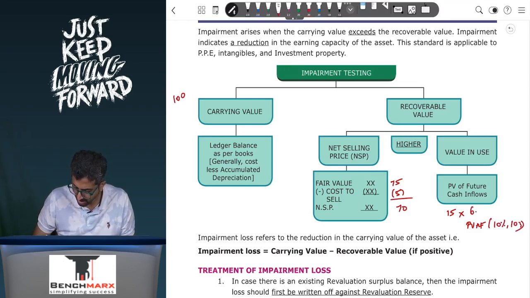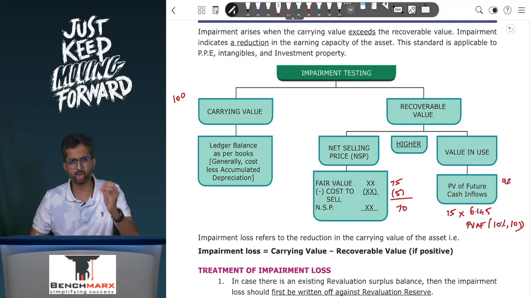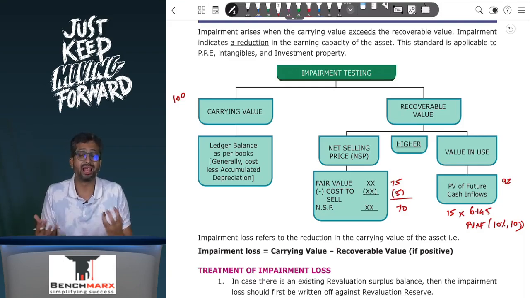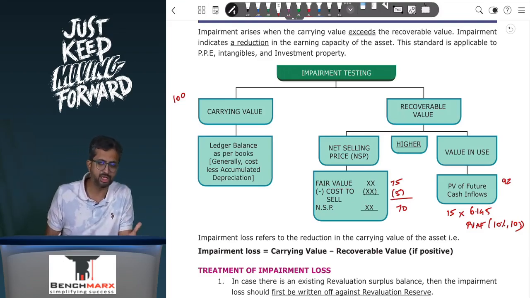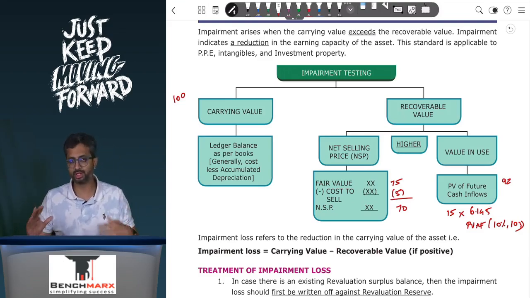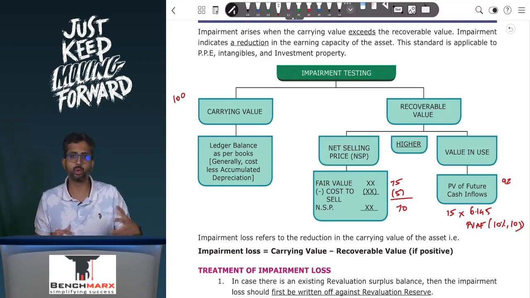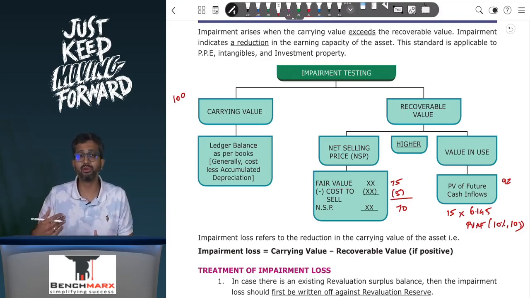For example, this comes to 6.145, and hence this comes to, let's say, something like 92. The present value of future cash flows comes to 92.15 or something, let us say. So recoverable value is the value that an asset can recover. Now how much can the asset recover? Well, either 70 or 92, not both of them. It is mutually exclusive. If I use the asset, I can't sell it immediately. If I sell the asset now, I can't use it, and hence the recoverable value is the higher.